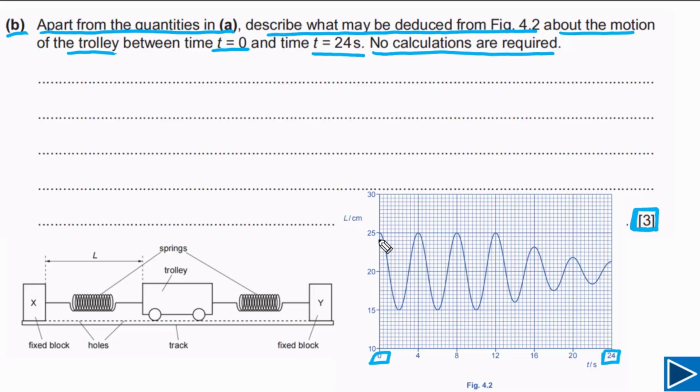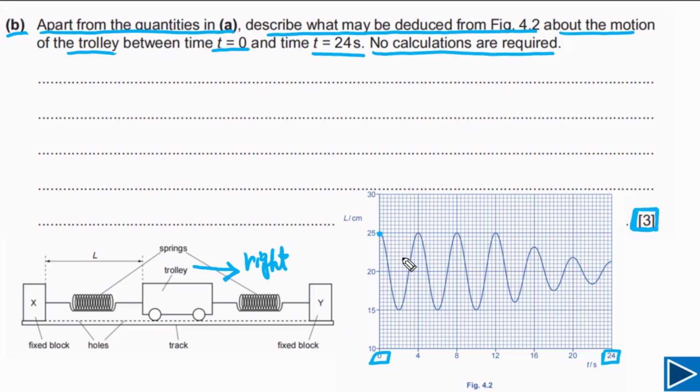So first of all, let's start from here. You can see here, first of all, displacement is positive. So this displacement is positive. And by convention, we take to the right as positive. You see L is increasing and this is positive. It means the trolley is pulled to the right. So simply first part we can say the trolley is initially pulled to the right. So this can be our 1 point. It is pulled to the right initially. So this is 1 point we can write down.